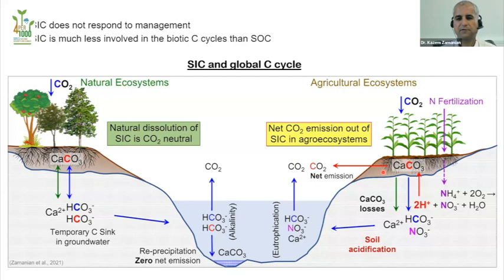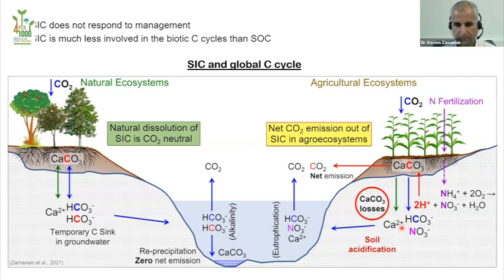So there would be a net source of CO2 also out of calcium carbonate. And you should keep in mind that, in contrast to natural ecosystems, this reaction is irreversible. I mean, we have nitrate in solution, and as long as nitrate is in the solution, there would be no reprecipitation of calcium carbonate. So we should consider this as a unidirectional, one-way reaction, which leads, on the one hand, to emission of CO2, and on the other hand, to losses of calcium carbonate. And our estimation showed that it can potentially be a significant source of CO2, comparable to about 3% of the CO2 emission from combustion.